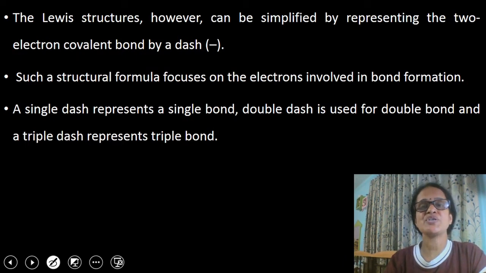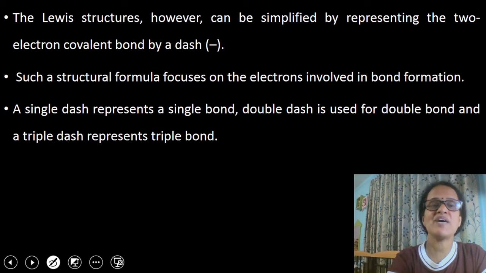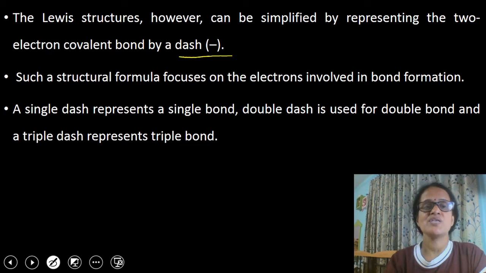So, Lewis structure you have studied in the chapter chemical bonding, and you have seen that in Lewis structure, the number of shared pairs of electrons are represented by means of a bond. And you have studied that while representing the Lewis structure of any compound, the shared pair of electrons is represented by means of two dots. So, this Lewis structure can further be simplified by representing two electrons of the covalent bond by means of a dash.